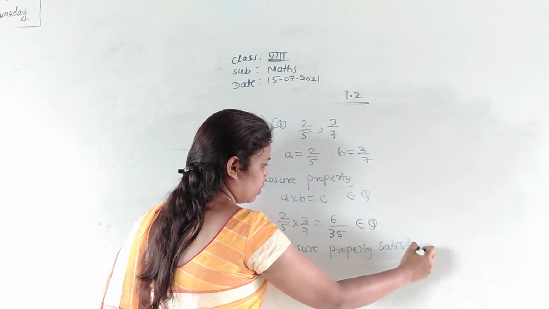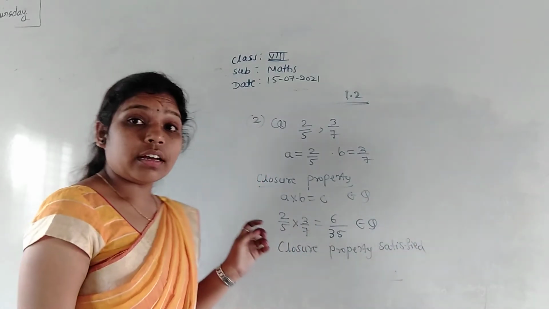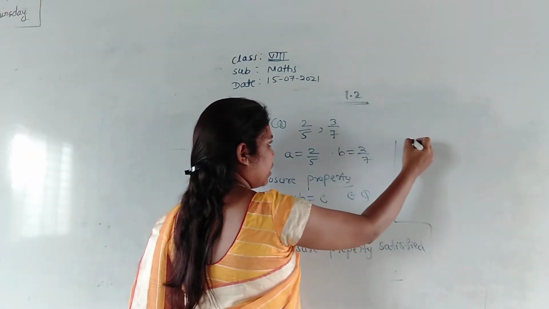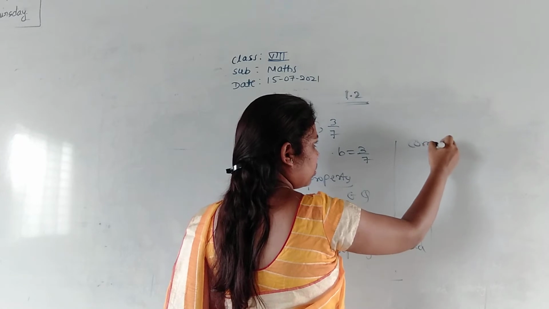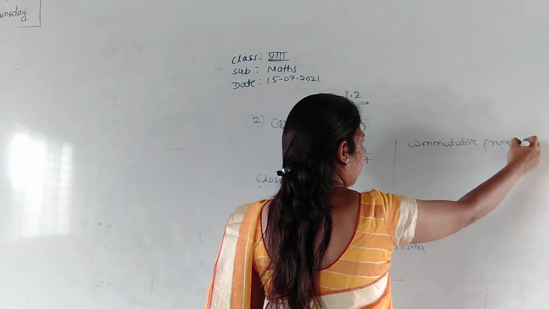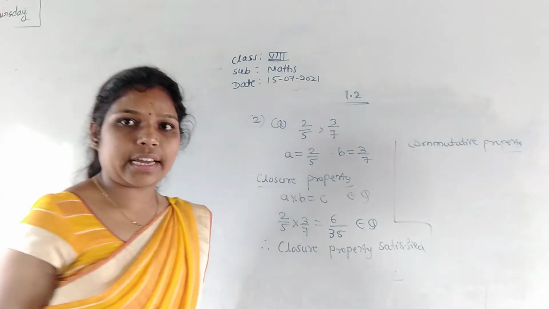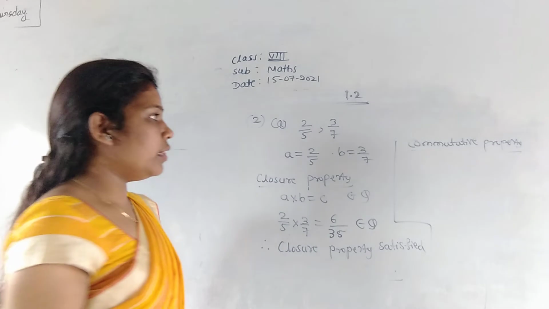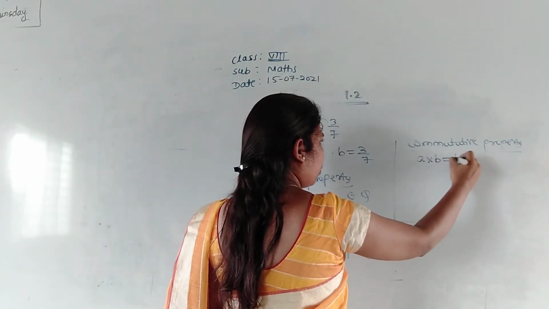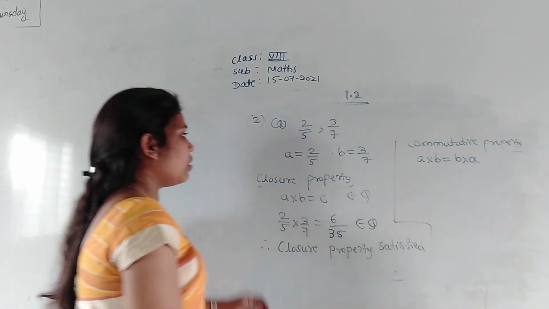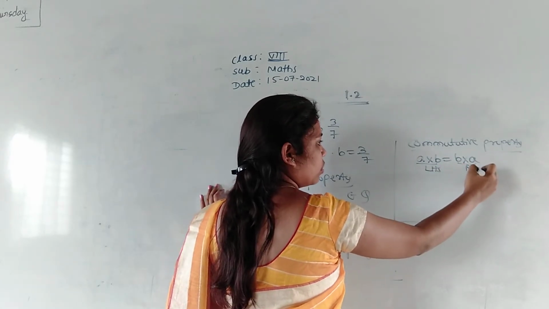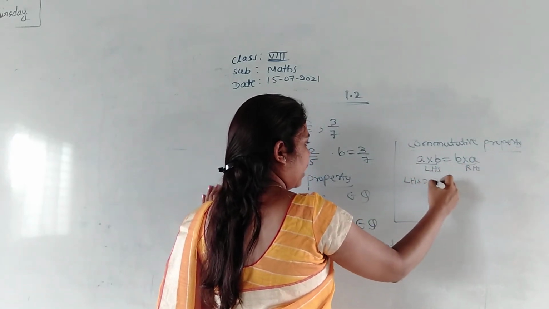Okay. So next we have to check the commutative property. The second property is the commutative property, that we have to check here. What does the commutative property say? A into B is equal to B into A. The first will be the LHS and this will be the RHS. So LHS is equal to A into B.